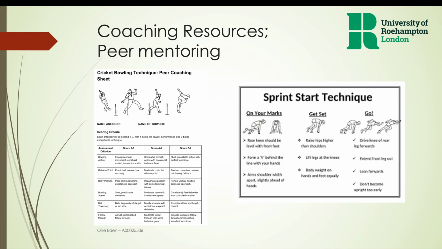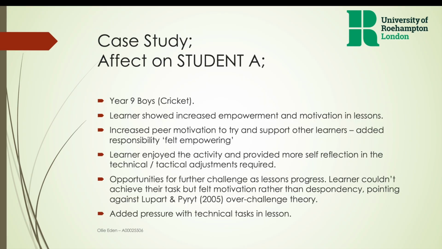So student A had the opportunity to provide scoring for the learners and give some of the points that might be able to take them to a mastery score. Whilst on the right, you can see some of the sprint start technique points that helped to aid student B in providing their coaching and adding to their confidence in providing feedback of teaching points that built on their own knowledge as well.